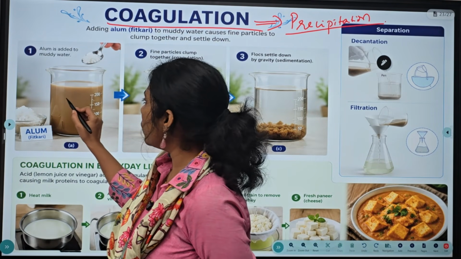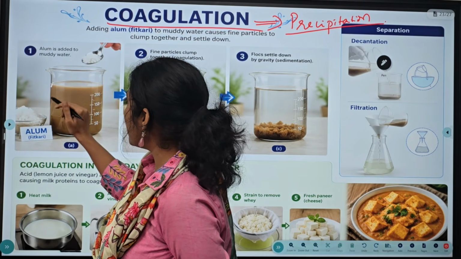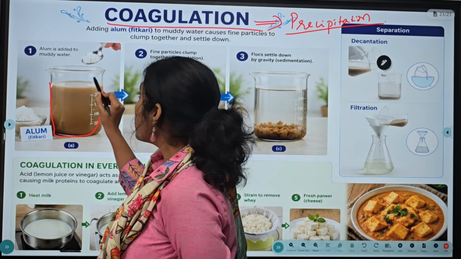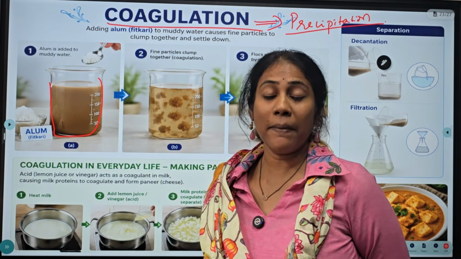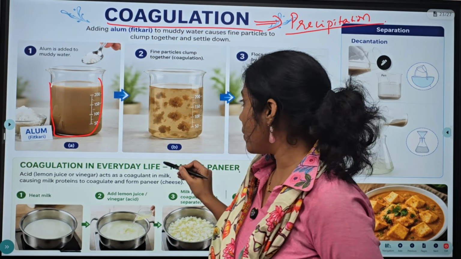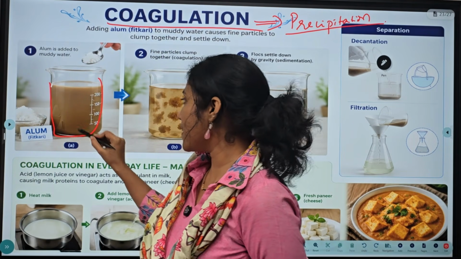We have a colloidal solution here. This is muddy water. Mud mixed with water is a colloidal solution. See, all over the solution, it is brown.